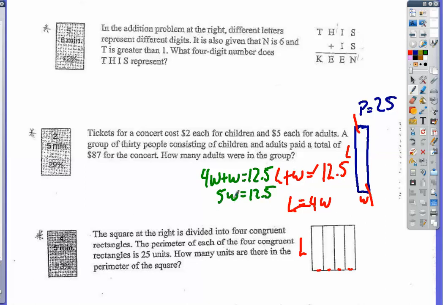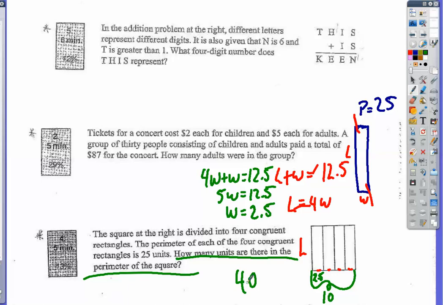And so something times 5 is 12.5. And if you're familiar with the multiples of 5, 5 goes into 125 25 times. So the width is 2.5. So if this is 2.5, and I have 4 of them, this whole thing is 10. And looking at my question, how many units are there in the perimeter of the square? Well, if each side is 10, my total is 40.